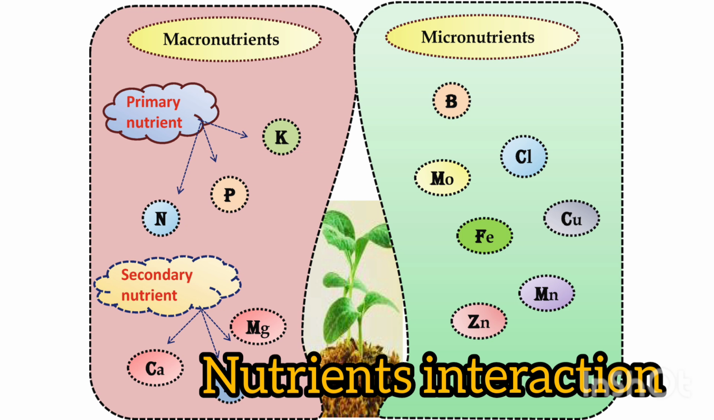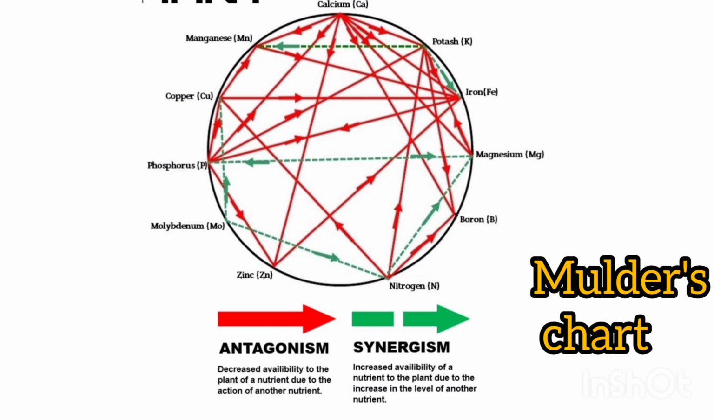Nutrients interact with each other, either synergistically to increase the uptake of one another or antagonistically to fight each other and lock each other out. Mulder's chart represents the interaction between 11 of the essential plant micronutrients. It shows which nutrient in the soil increases or decreases the availability of the other nutrients in the soil.